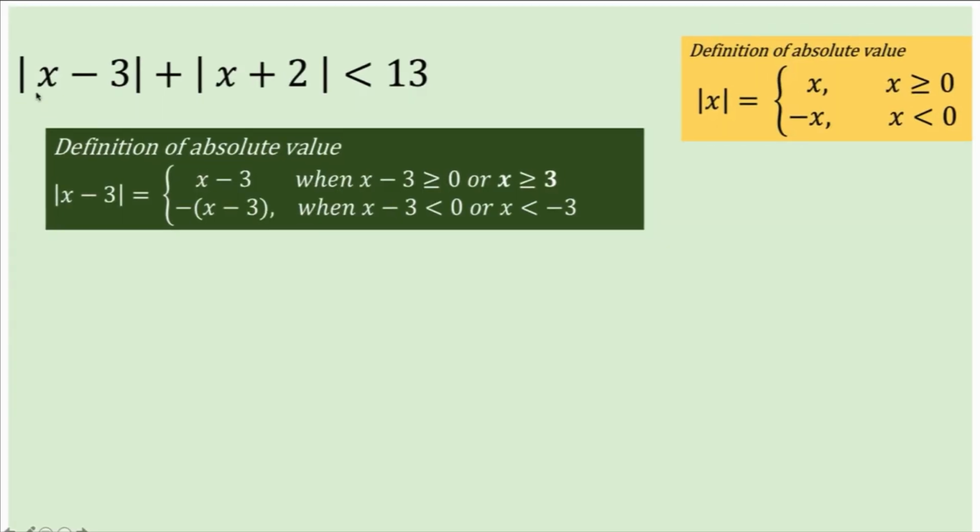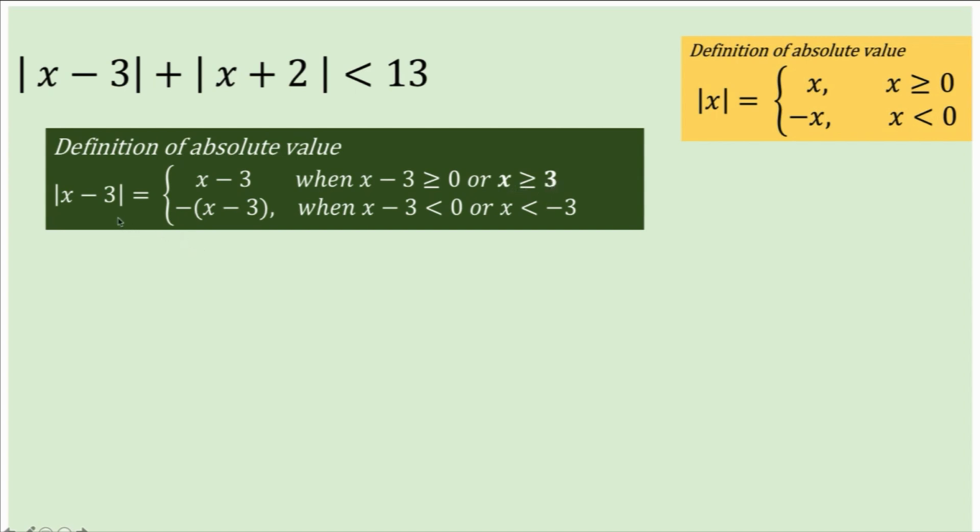Let's focus first on the absolute value of x minus 3. Applying now the definition of absolute value, the absolute value of x minus 3 is equal to whatever is the number inside, that is x minus 3, when that number inside is greater than or equal to 0. That is when x minus 3 is positive. So when x minus 3 is greater than or equal to 0, we can solve for x by adding 3 to both sides of this inequality, and we will get a simplified form of x greater than or equal to positive 3.